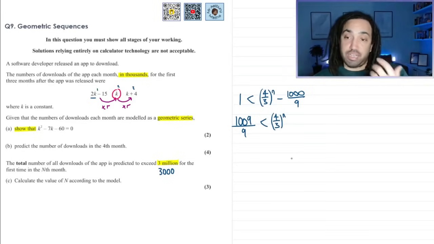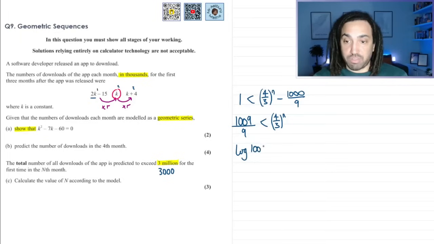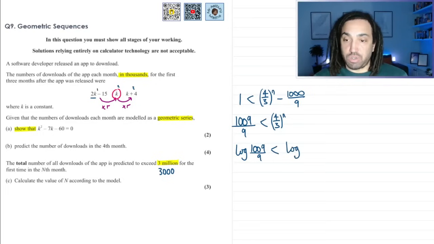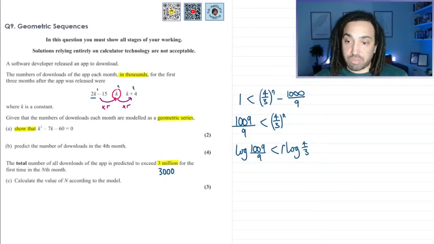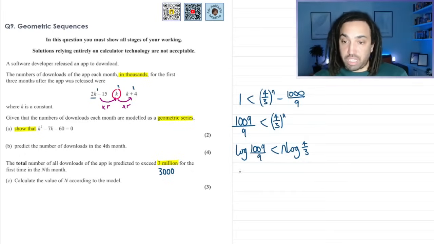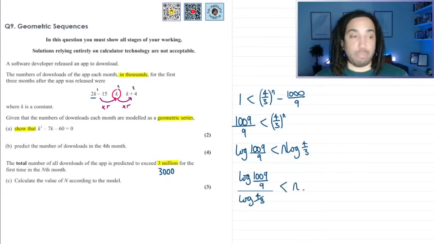When we've got the variable we're trying to solve for as the power, we need to take logs of both sides. So we're going to say log of 1,009 over 9 is less than or equal to log of 4/3 to the n. What this allows us to do is bring the power down using the log rule. And then we need to just divide through. So we're going to get log of 1,009 over 9 over log of 4 over 3, and that is going to be less than n. Okay, so that can go into our calculator to get a value.